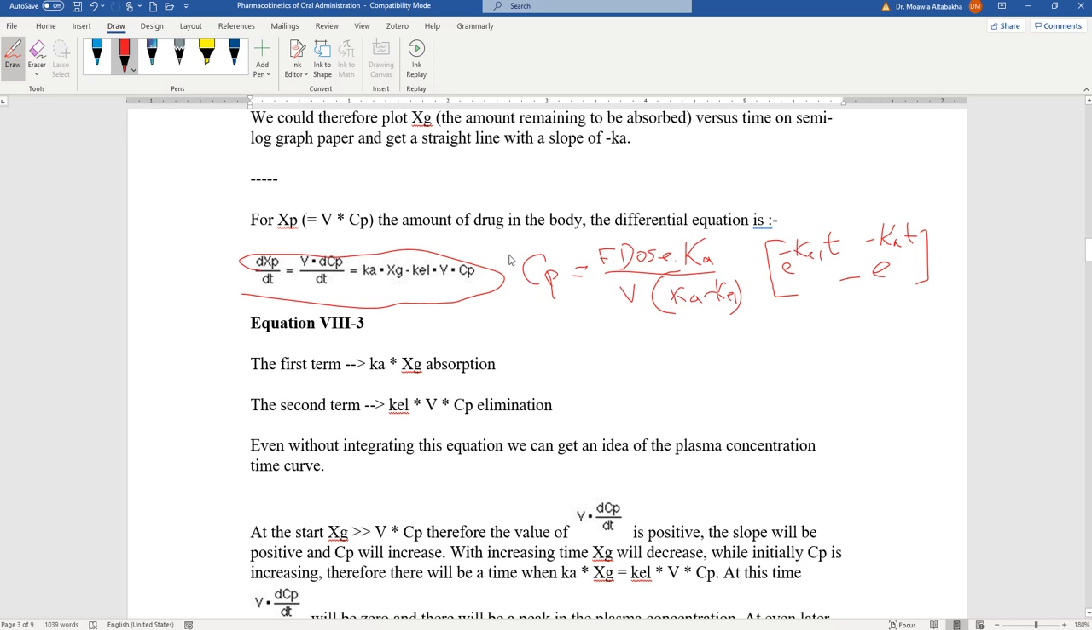So after an oral administration of a drug that follows one compartment model with first order absorption and first order elimination, and these are our assumptions, at any time you can calculate the concentration by multiplying this constant, which is F times dose times KA over V times KA minus KL, by the difference between two exponents. Of course, if we go back to the two exponents here, any one of these two exponents will range from 0 to 1, right? Whether this one or this one.